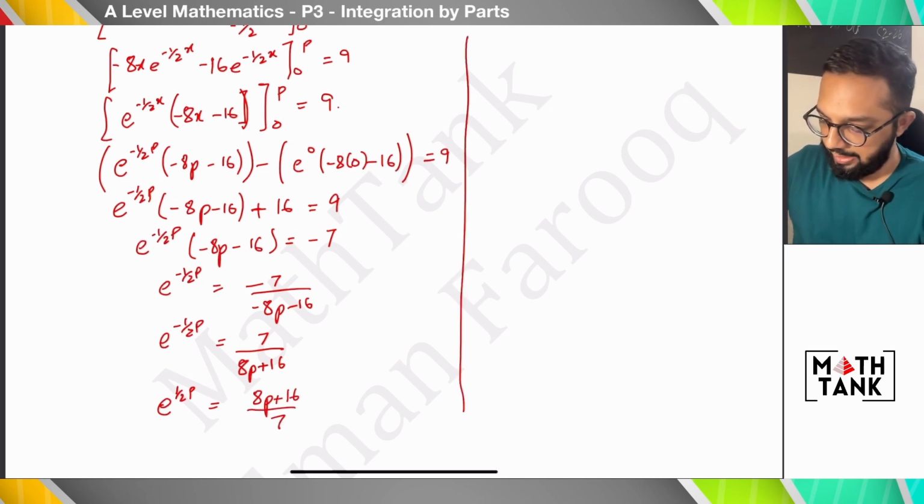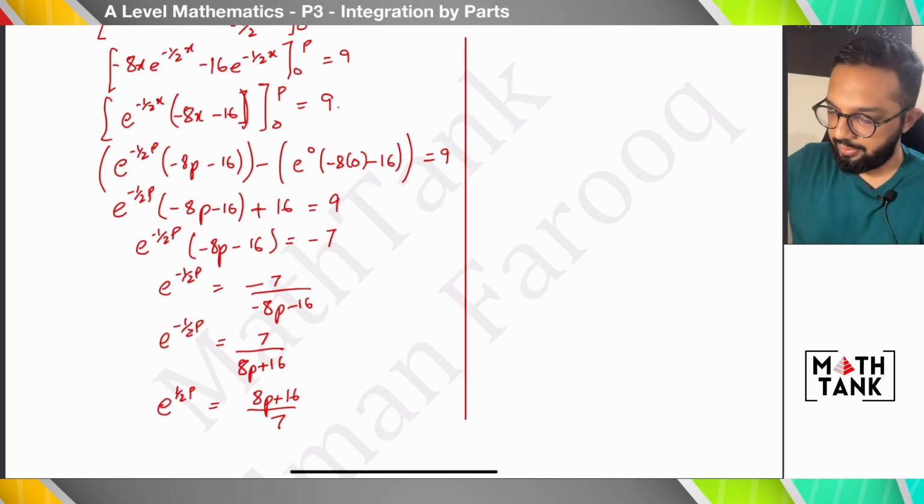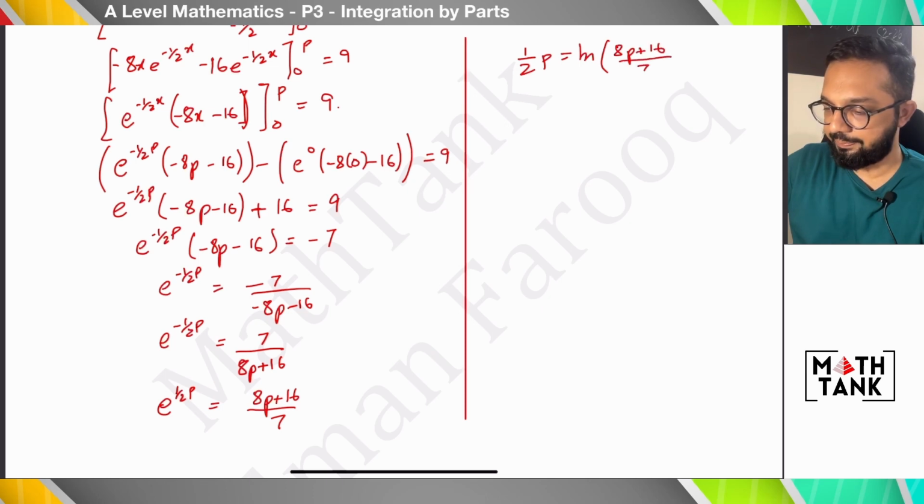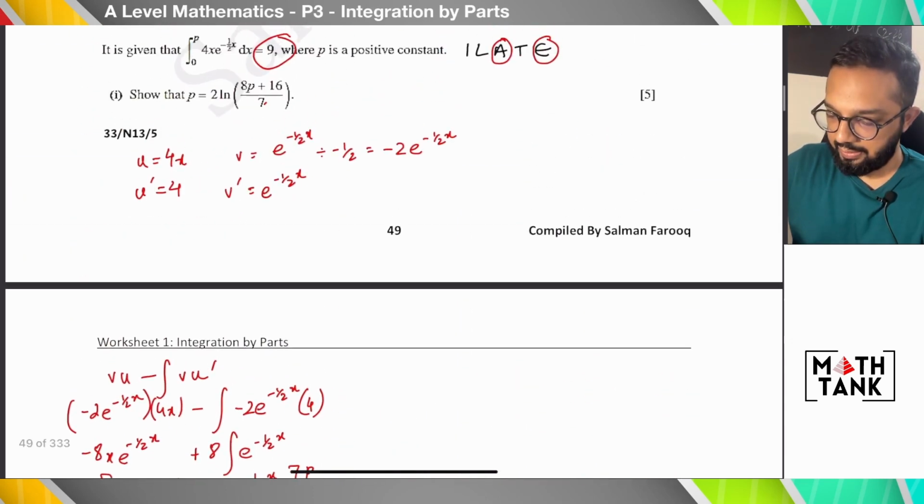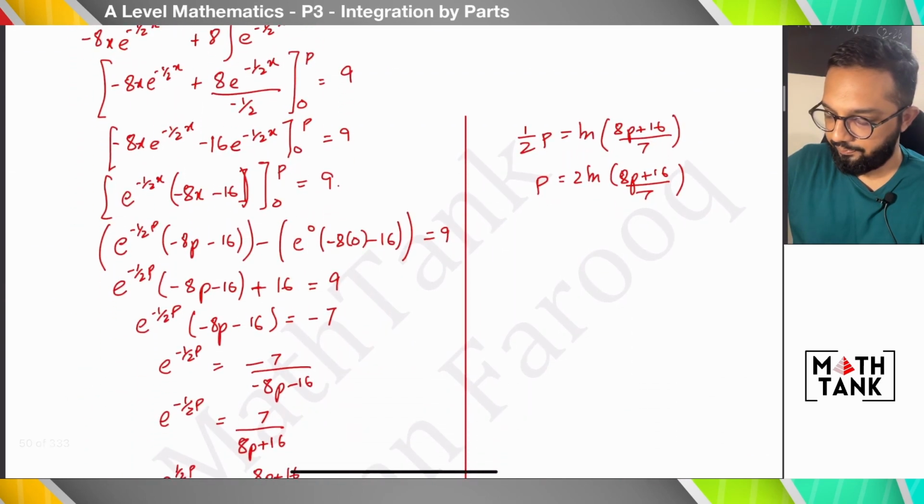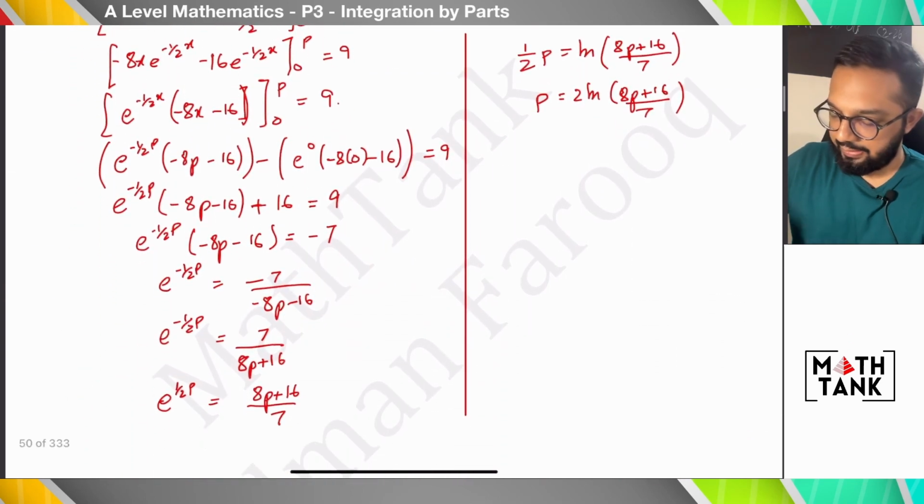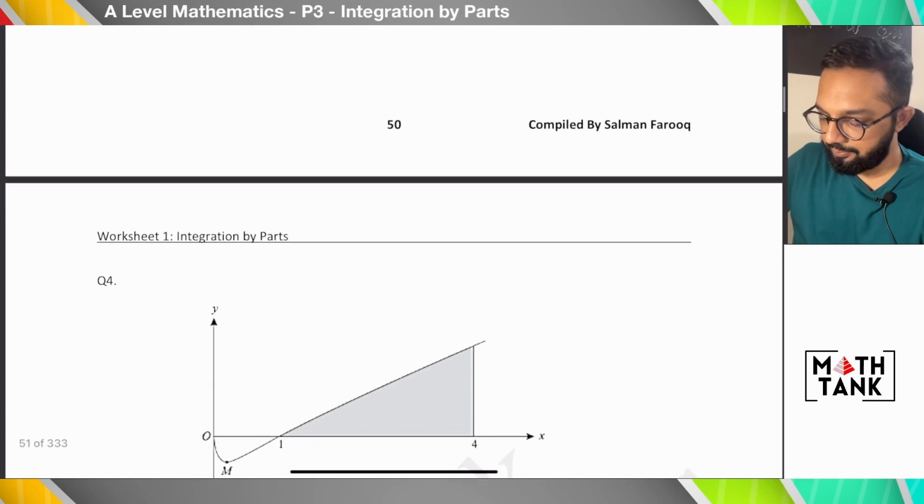Then I use ln on both sides, or convert an e to an ln, whichever way you understand. And this becomes ln of 8p plus 16 over 7. And p becomes 2 ln of 8p plus 16 over 7. I think that's the correct answer. Yes. So that's the entire solution.